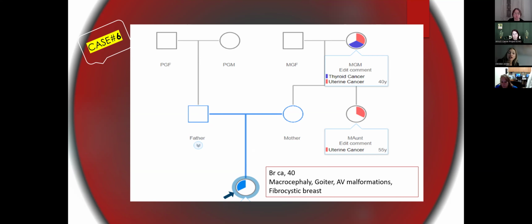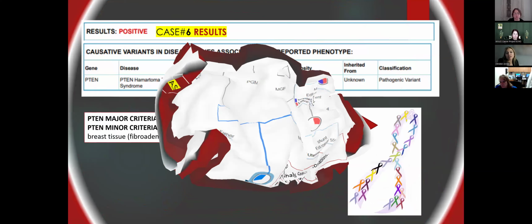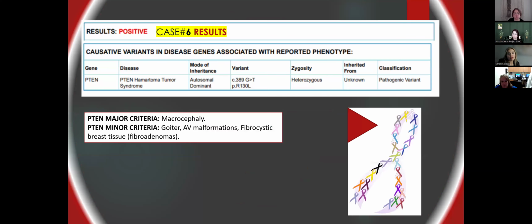Now for women, and I always carry my tape measure, it's more than 58 centimeters, and for men it's more than 60 centimeters. She also had a goiter, and then in her chart review, she had AV malformations that she was managed for a very long time in vascular clinic, and then of course fibrocystic breast disease. She was tested, and she tested positive for PTEN hamartoma tumor syndrome, also known as Cowden syndrome.